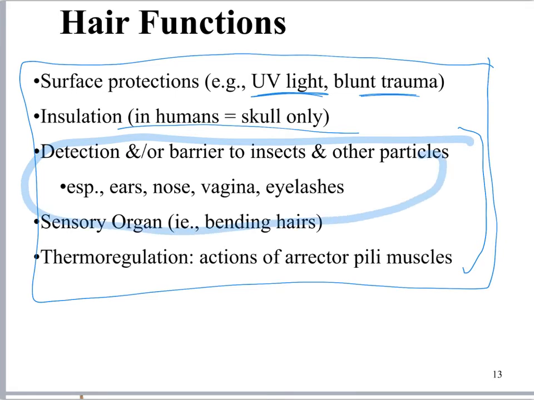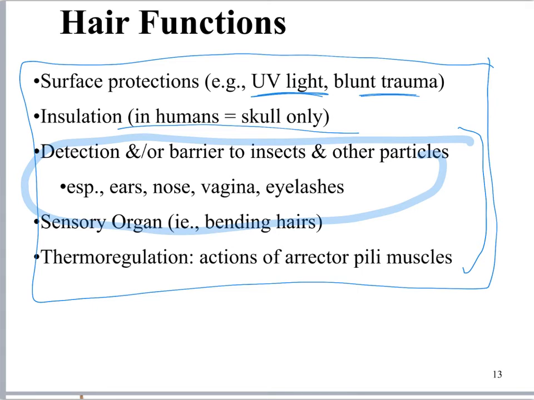It's a sensory organ. That's a pretty important thing. We often feel things before they touch us because the movement of air makes our hair move, and we detect that with our root hair plexus. Also the barrier to insects, particles. That's why we have eyelashes. Like, why bother with eyelashes besides the fact that they're pretty?